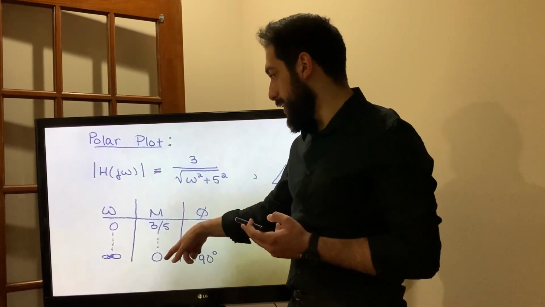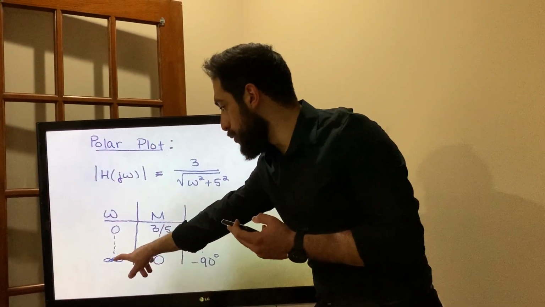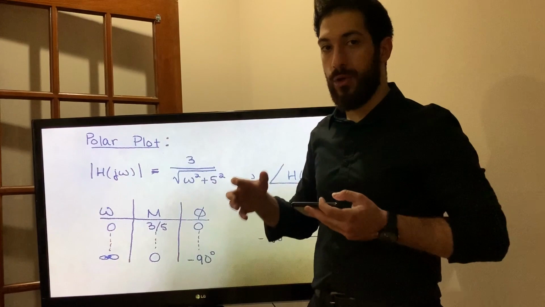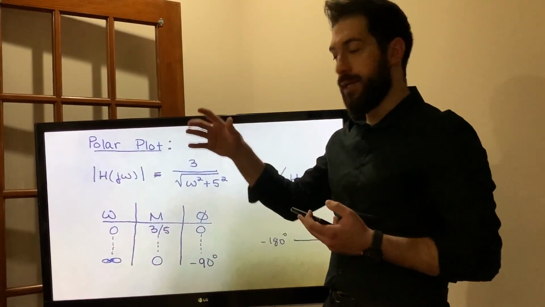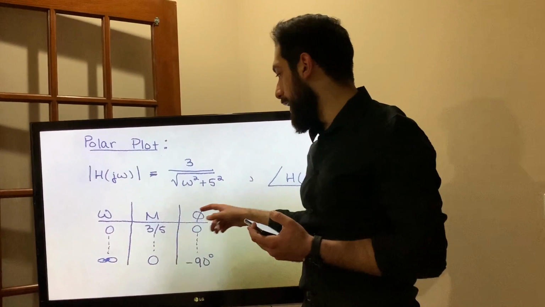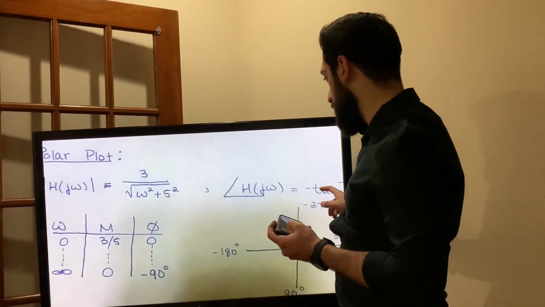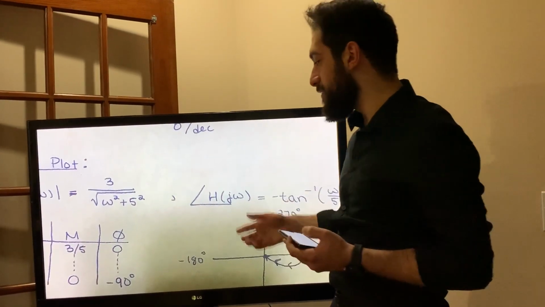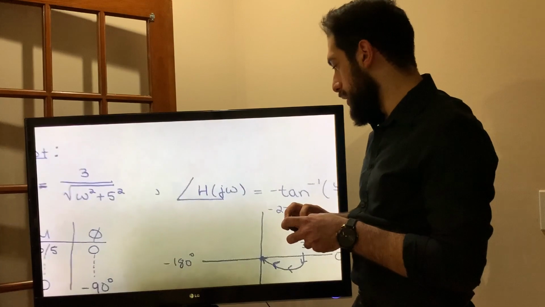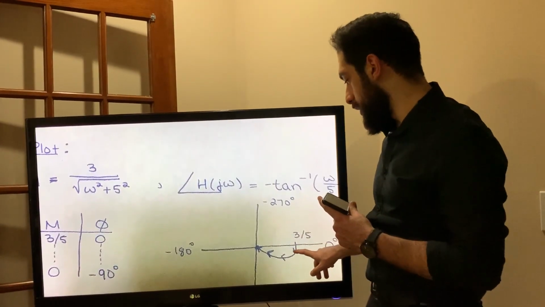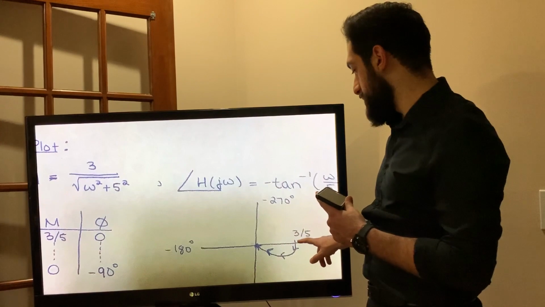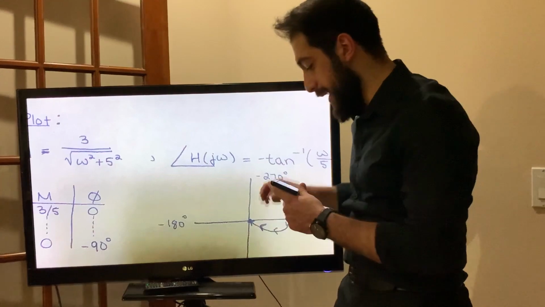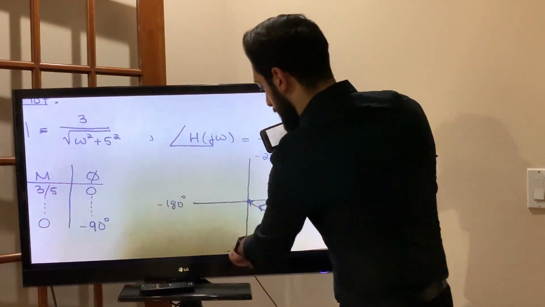Once you plug in infinity into this equation, you're going to get 0 because you have such a big number in the denominator. You divide a small number by a big number, you're going to get 0. And then you plug infinity into this formula, negative inverse tan of infinity over 5, which is going to give you negative 90 degrees. So you're going to begin with your constant here. This is your polar graph. So this is how it's going to look. You're going to start with your constant, and we said we went to negative 90, so we're just going to go down until we hit negative 90, which is right here.